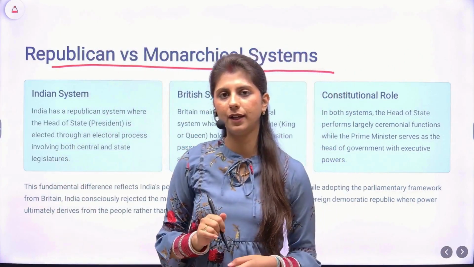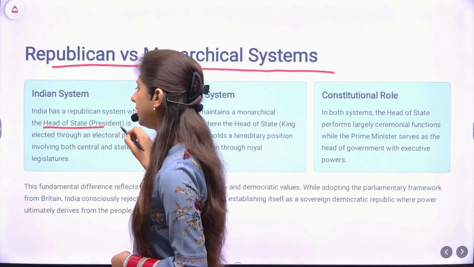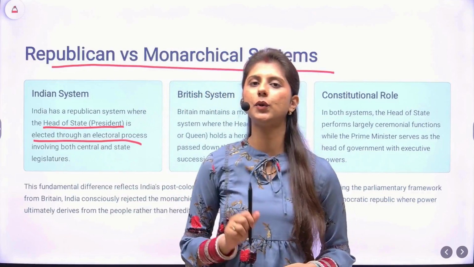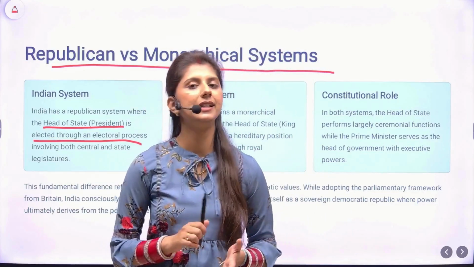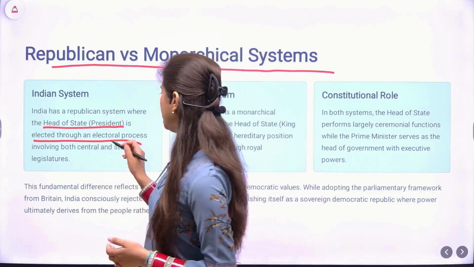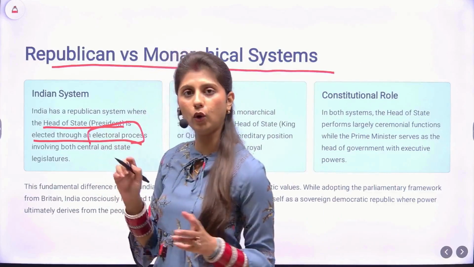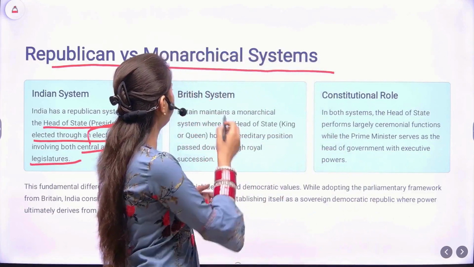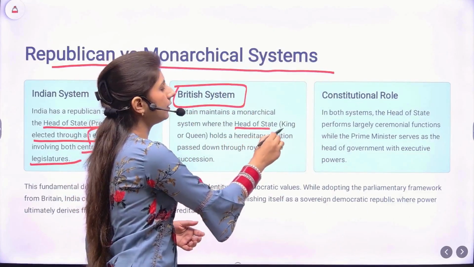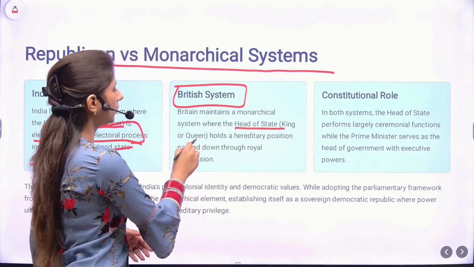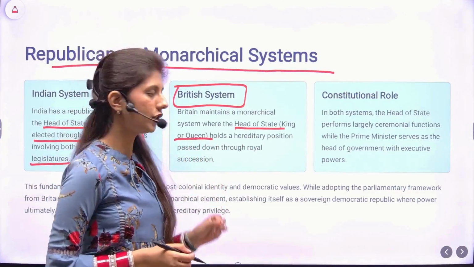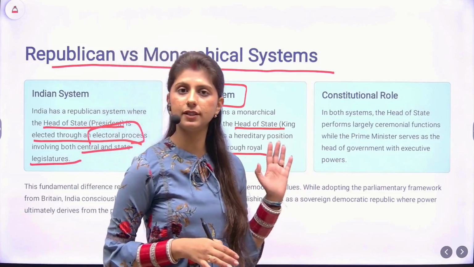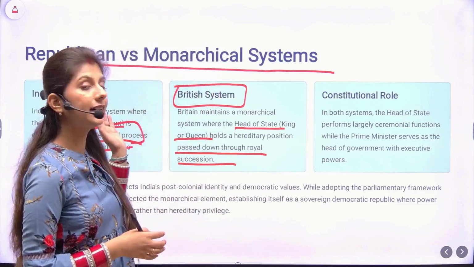Now in Indian system, who is the head of the state? The President. The president is elected through an electoral process. Our president is elected. He is not a hereditary president. And this electoral process involves both the center as well as the state legislature. While in the British system, the head of the state is the king or the queen, and they hold a hereditary position which is passed down through royal succession. There is no such election for the head of the state. This is a major difference which makes us a republic.